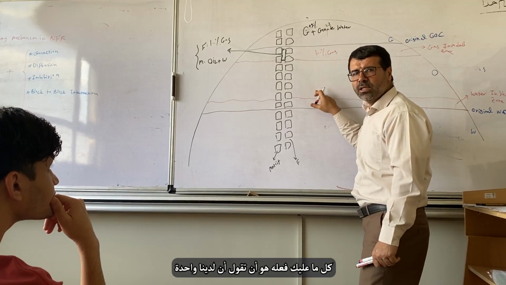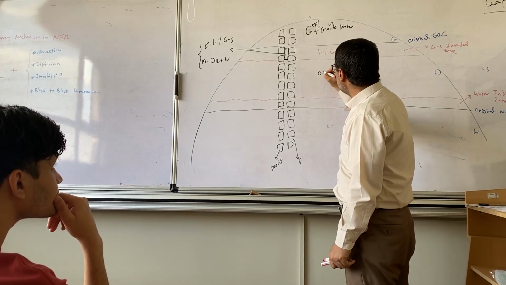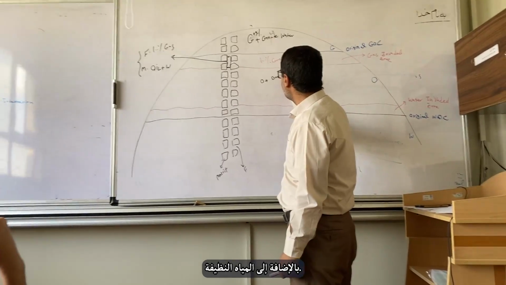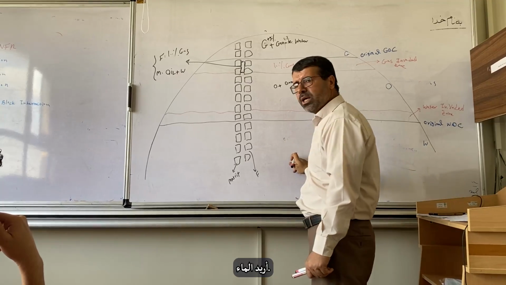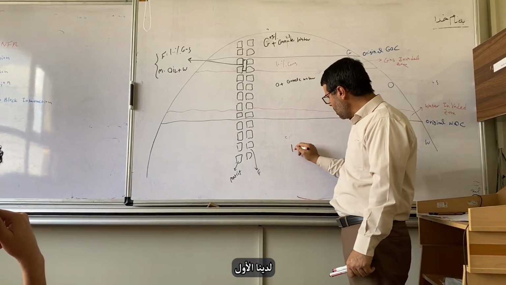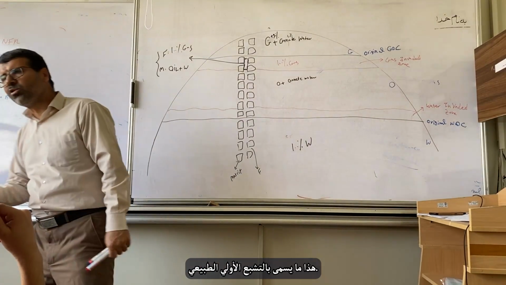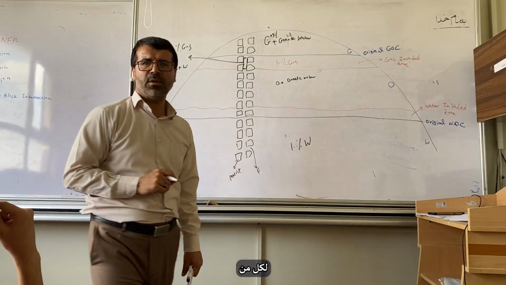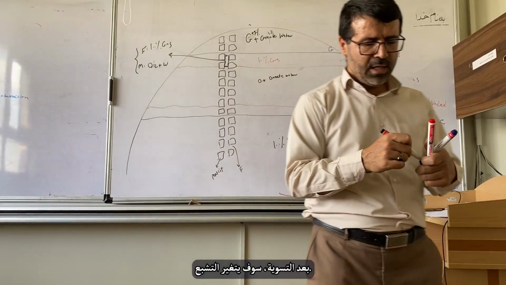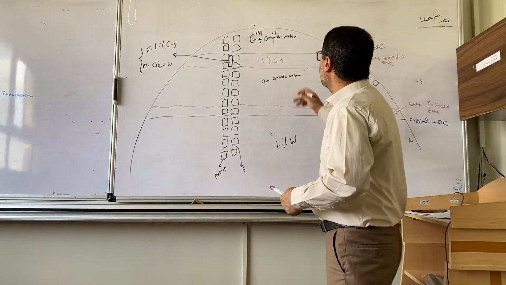What about the oil region? It's the same. We have oil plus connate water. How about the water region at the first? 100% water. This is called the initial saturation of the naturally fractured reservoir. After a while, the saturation will change. Here it stays the same.